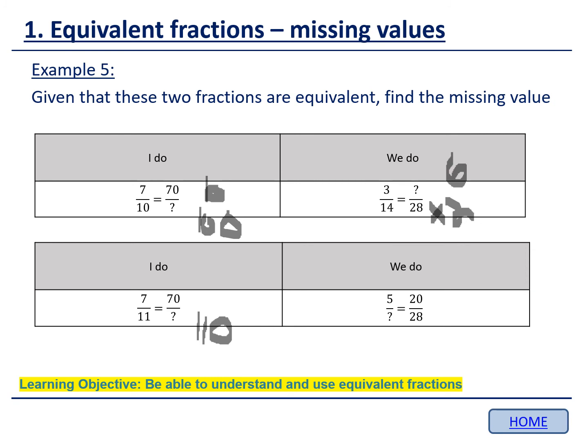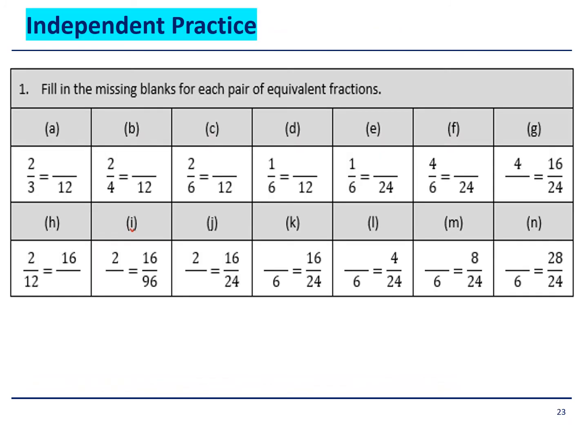5 into 20, that goes 4 times. So we need to divide 28 by 4 here because that with the multiplier is 4. And what's 4 into 28? That is 7. So it's 5 over 7 on the missing value. Well done if you got all those.